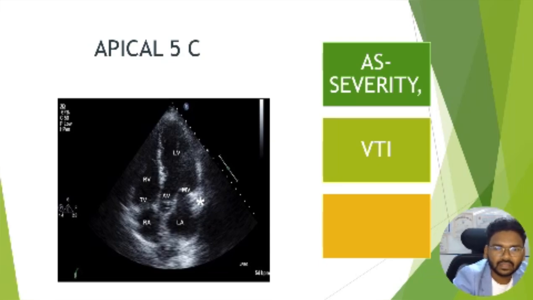Then this is the apical 5-chamber view. In the apical 5-chamber view, we can see the left atrium, left ventricle, right atrium, and the right ventricle and the aorta. That's why it's called the apical 5-chamber view. And this view is best for aortic stenosis.